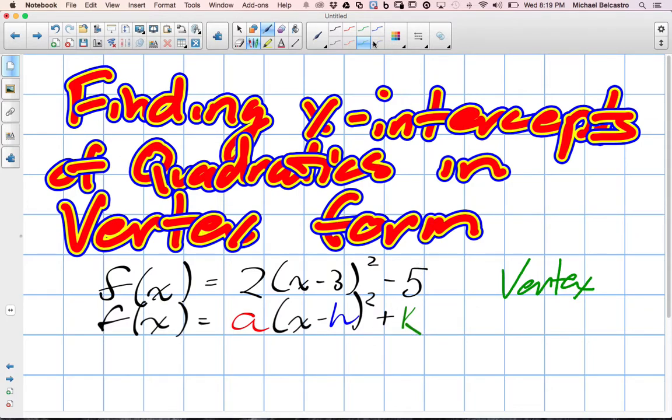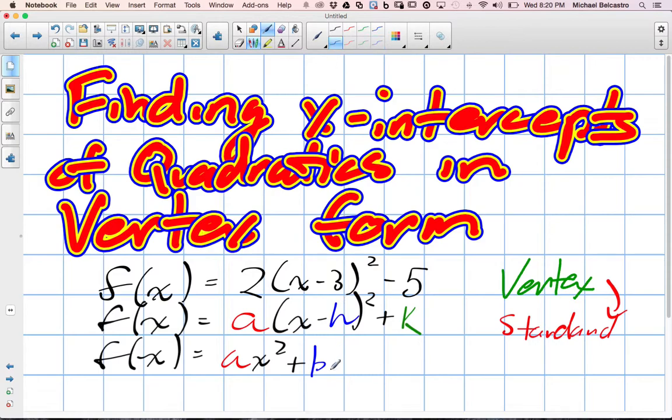And one method we could use is to take it to standard form. The standard form we'll write out as f(x) = ax² + bx + c. In order to do that, we expand. And then from the standard form, we can factor and take it to factored form, or use the quadratic formula, which will help us find x-intercepts. So let's say factor or quadratic formula.